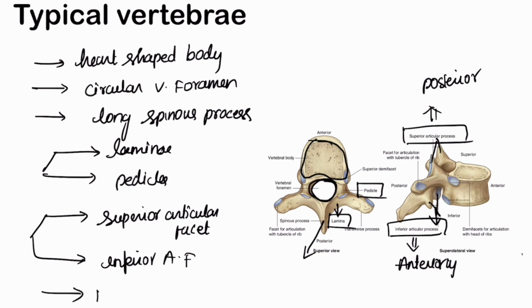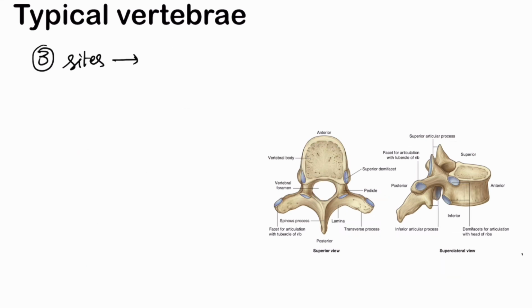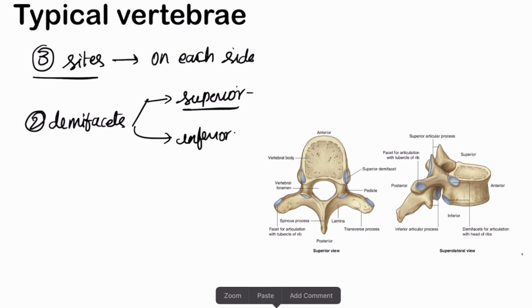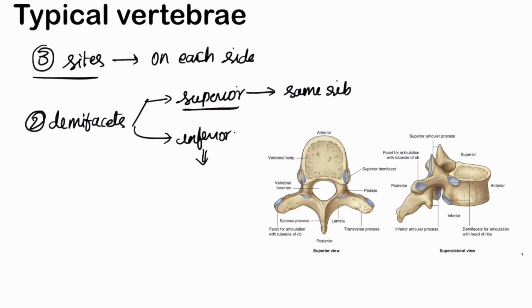And we also have the transverse process. This is the transverse process here. That's all about the parts of a typical vertebrae. The vertebrae contains three sites on each side for articulation with the ribs. There are two demifacets, that is superior demifacet and inferior demifacet. This superior demifacet articulates with part of the head of its own rib. That means the same rib. The inferior demifacet articulates with the head of the rib below.